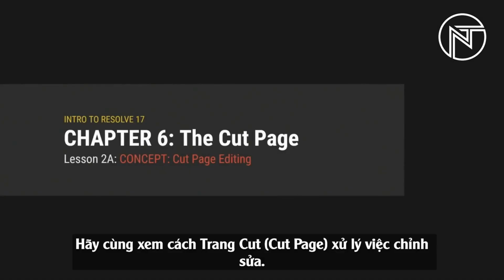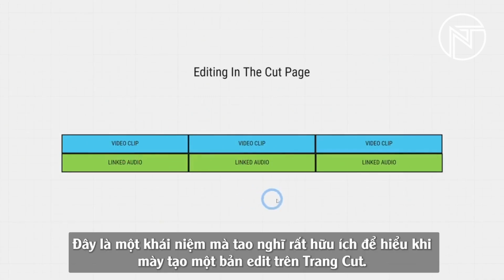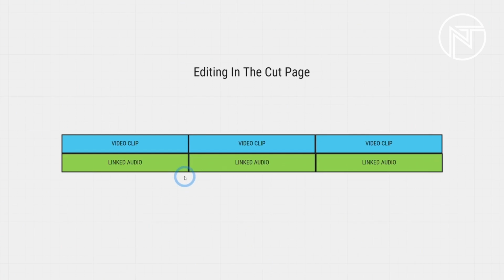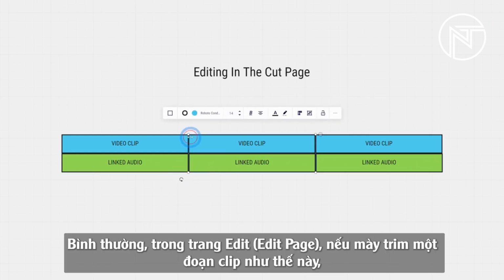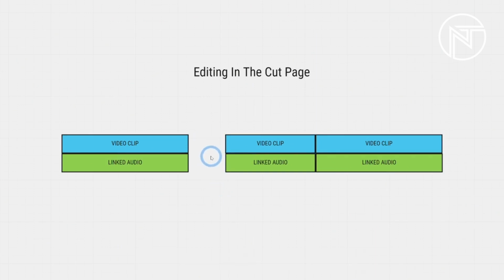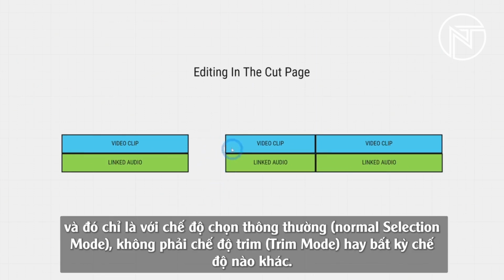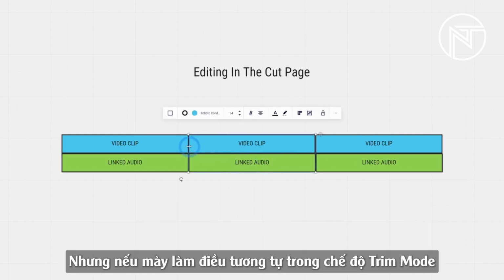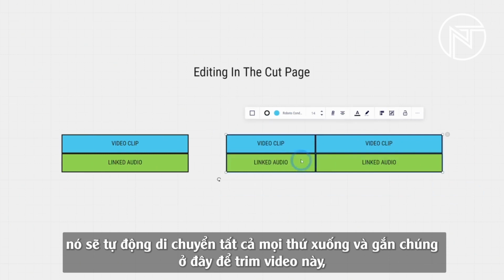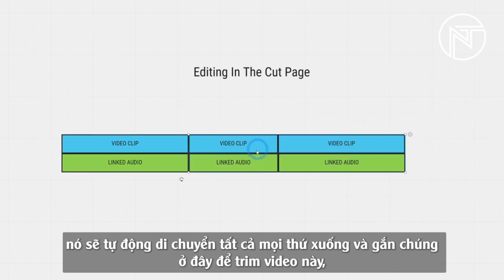Let's take a look at how the cut page thinks about editing. This is a concept that I think is really helpful to understand when you put together an edit in the cut page. And that's just how the cut page treats the timeline and how it treats linked audio. Normally in the edit page, if you were to trim a clip like this, you could leave this gap. And that's just with the normal selection mode, not trim mode or anything like that. But if you were to do the same thing in trim mode, it would automatically take everything and move it down and kind of stick it here.